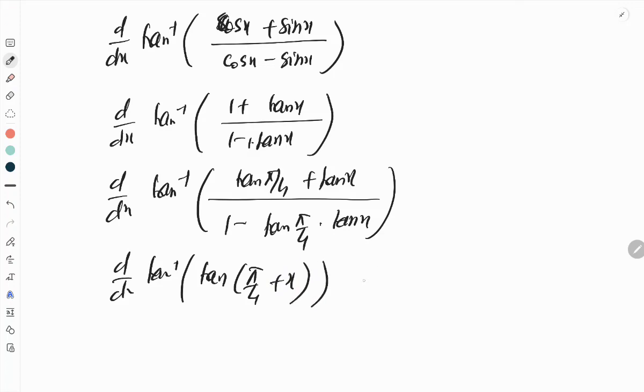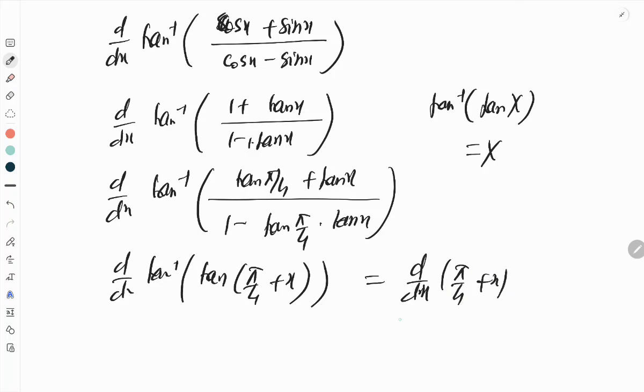Okay, so this is tan inverse of tan. I told you to just keep in mind that tan inverse tan of x will be x. So dy by dx becomes the derivative of pi by 4 plus x. The differentiation of pi by 4 is 0, the differentiation of x is 1, so 1 is the answer.